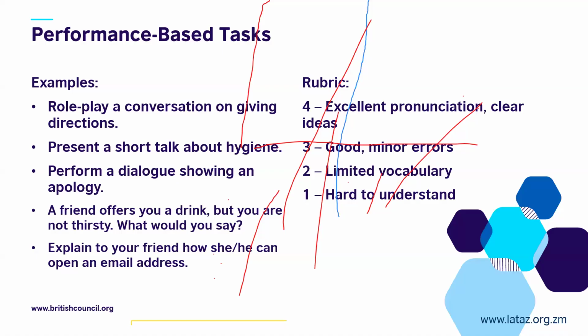This is a rubric now. On my right of the screen is a rubric. Excellent pronunciation, clear ideas, you give 4. Good with minor errors, you give 3. Limited vocabulary, you give 2. Hard to understand, you give 1.